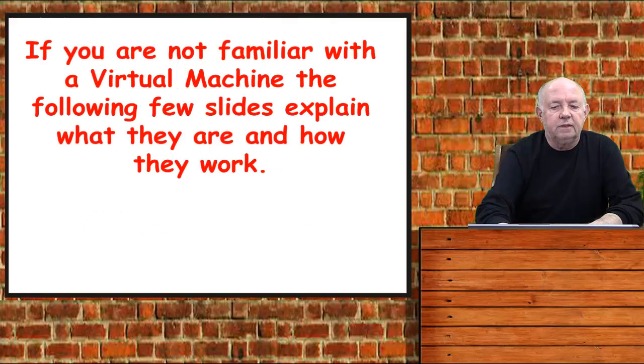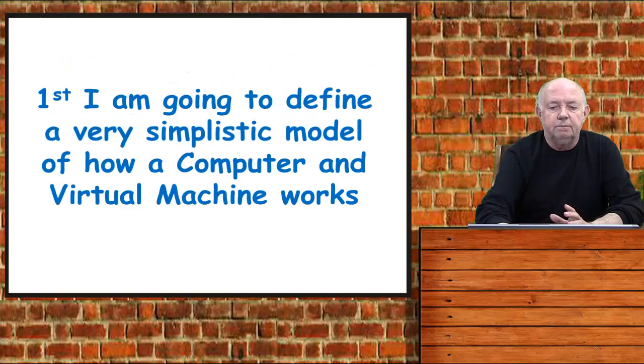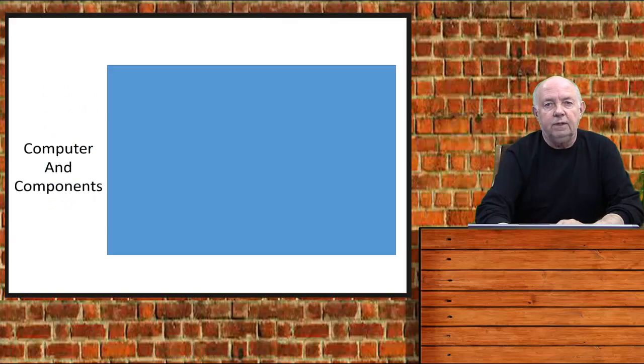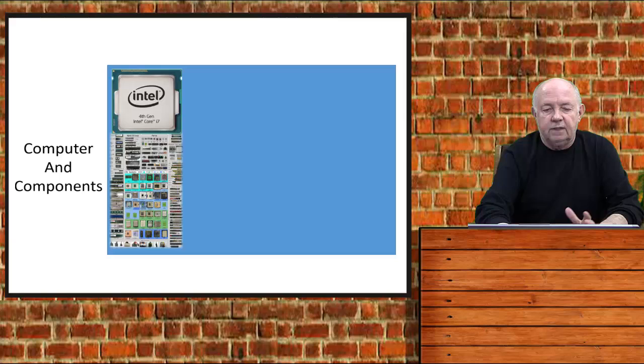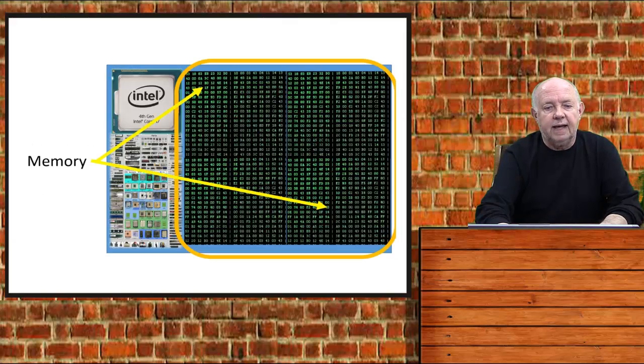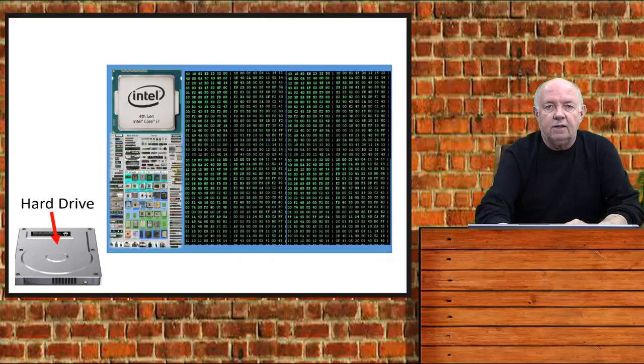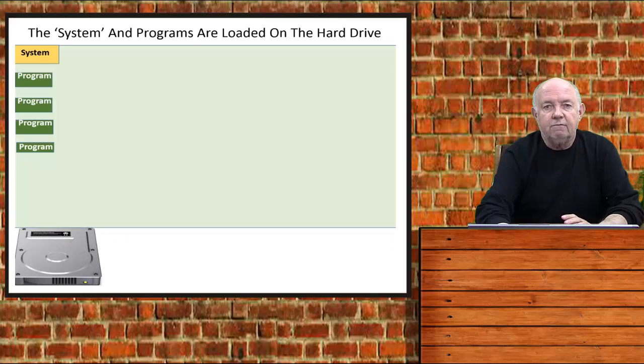If you're not familiar with the virtual machine, the next few slides hopefully will help explain how it works. I'm going to define a very simplistic model of how a computer and virtual machine work together. If you were to take the case off of your computer and look inside, you'd find your main CPU, a bunch of other components that help the computer run, and then hopefully lots and lots of memory. You'd also find a hard drive inside. And this is what the hard drive would look like. It would have the system on it and a bunch of programs.